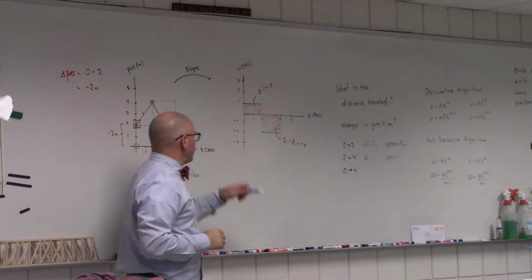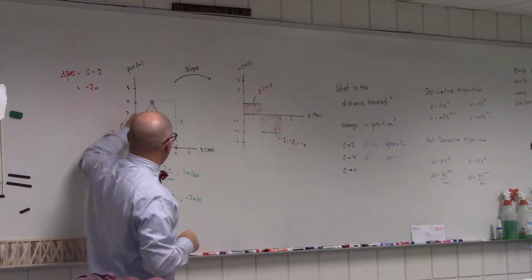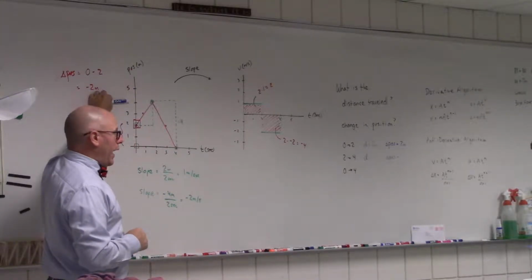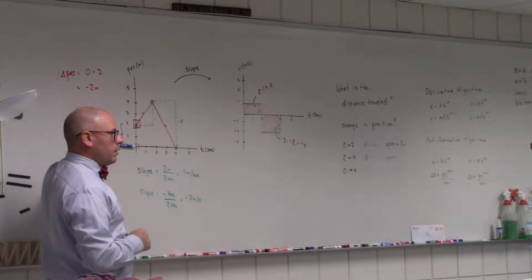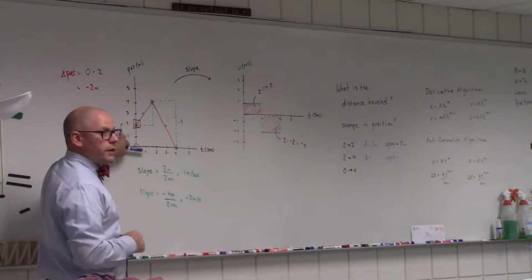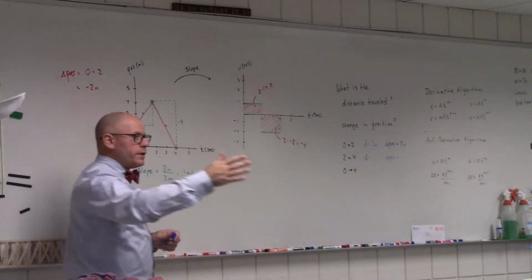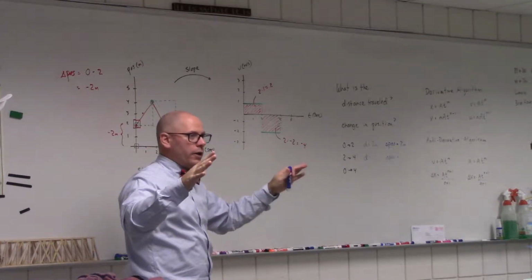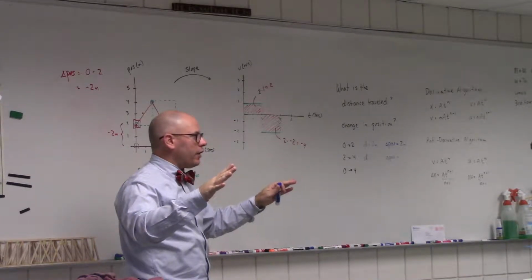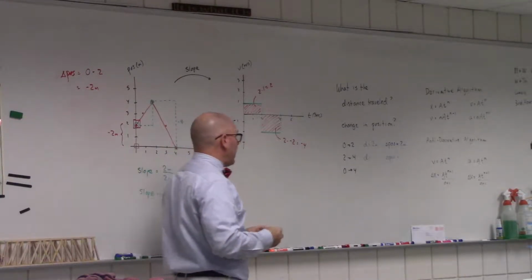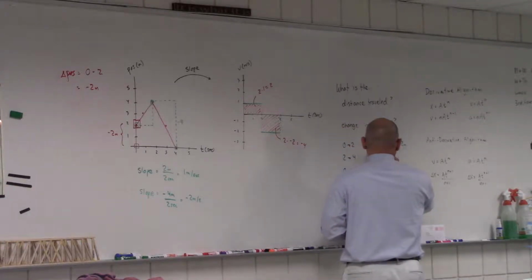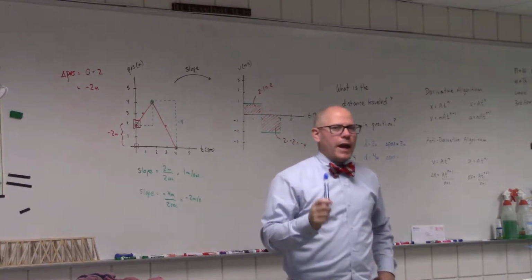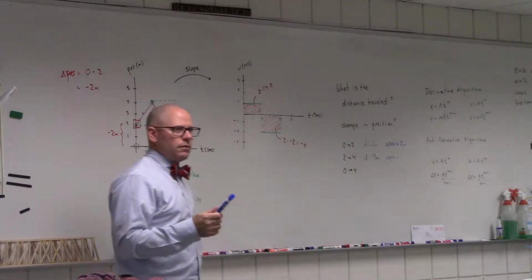What was the distance traveled? At 2 seconds, what's his position? It's 4. At 4 seconds, what's his position? It's 0. He went from 4 to 0. If you went from 4 to 0, how far did you travel? 4 meters. It could not be easier. If you were at 4 and you went to 0, how far did you travel? 4 meters. But what do you think the change in position is?